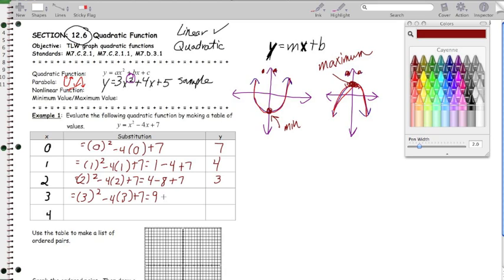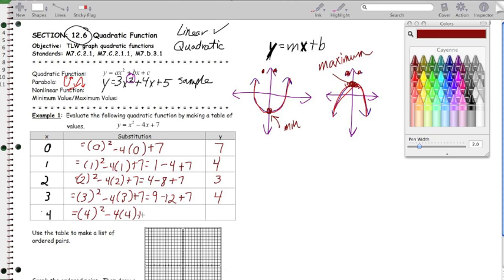3 squared is 9, minus 12, plus 7. Negative 3 plus 7 is 4. Ooh, notice we have a repeat. In this quadratic lesson, that's actually a really good thing. All right, now I substitute in 4, because that's my last t-chart value, my last input.